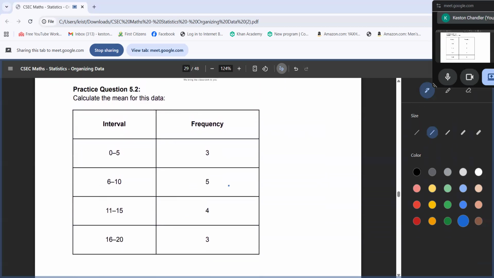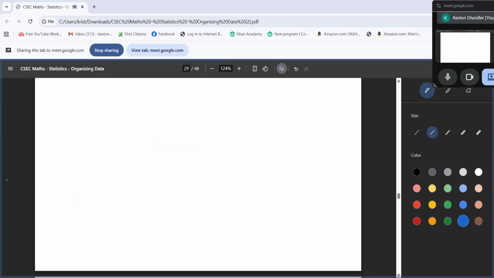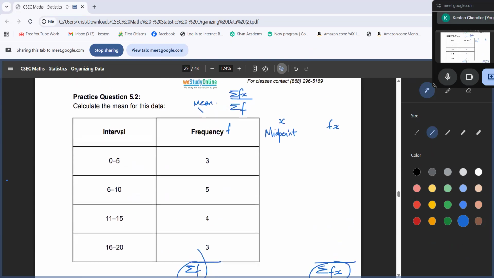Can you try this one for me? All right, let's see if we can work this one out. We make the midpoints of each of these class intervals. 0 and 5, we add that together and divide by 2, we get 2.5. 6 and 10, that's 16 divided by 2, giving us 8. 11 and 15, that's 26 divided by 2, giving us 13. 16 and 20, that's 36 divided by 2, giving us 18.